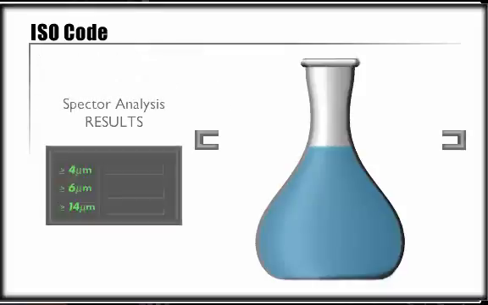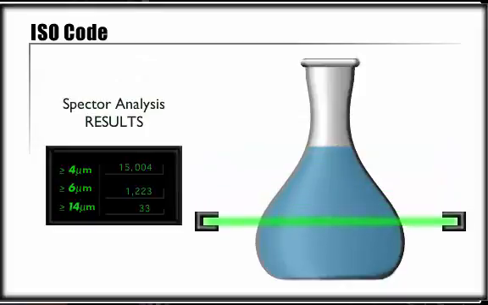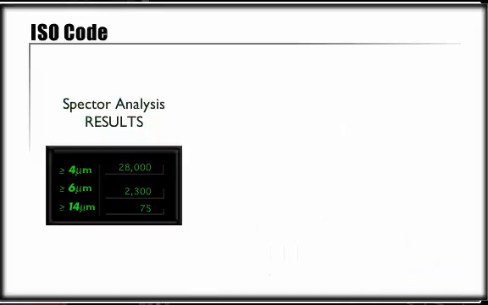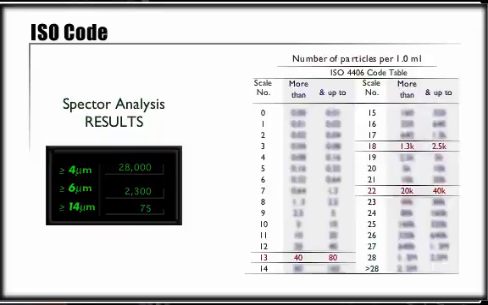These 3 sizes were selected because they give an accurate assessment of the amount of silt from 4 micron particles and 6 micron particles, while the number of particles above 14 micron reflects the amount of wear-type particles in the fluid. To interpret the meaning of these results, a graph like the one shown would have been consulted. In this example, a rating of 22, 18, 13 indicates the following.